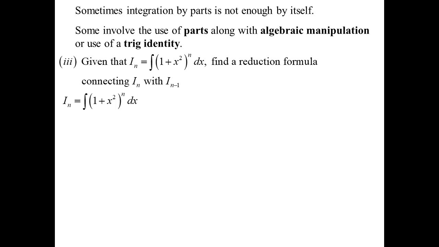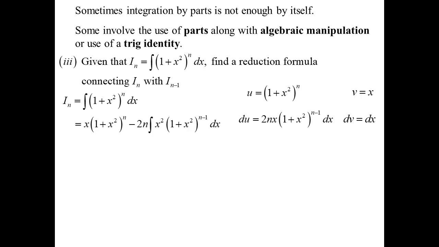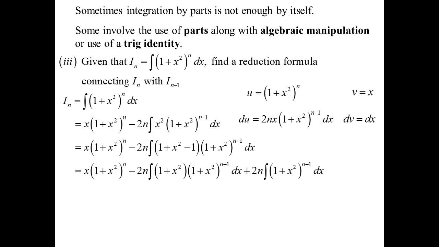So if I'm reducing by 1, makes sense, make u equal 1 plus x squared to the power of n, so du will be that, dv therefore is dx, v is x. So we get uv minus, now have we got, no, see we still don't have an I n, this x squared's here, that's where the algebraic manipulation is going to come in handy. So I'll rewrite that x squared as 1 plus x squared minus 1. Then I can split that into two integrals.